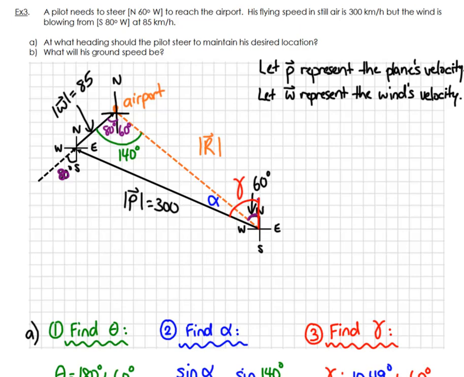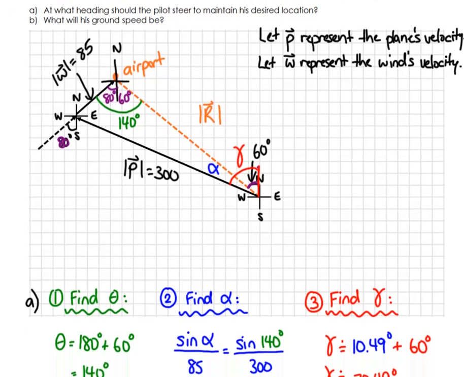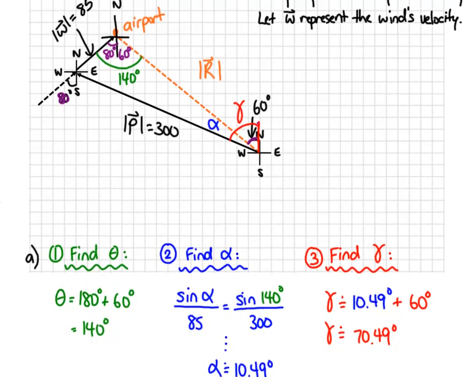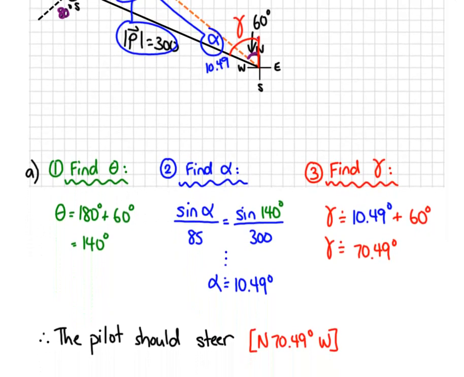Woo! Okay. All right, so I'm going to show you the solution. We have the 140 in green. Then we can easily find alpha because we have opposites. We can do sine law, and then we would just add alpha, which is 10.49, to the 60, and we'll get gamma. Okay, so that is the answer for A. The pilot's going to have to steer north 70.49 degrees towards the west.